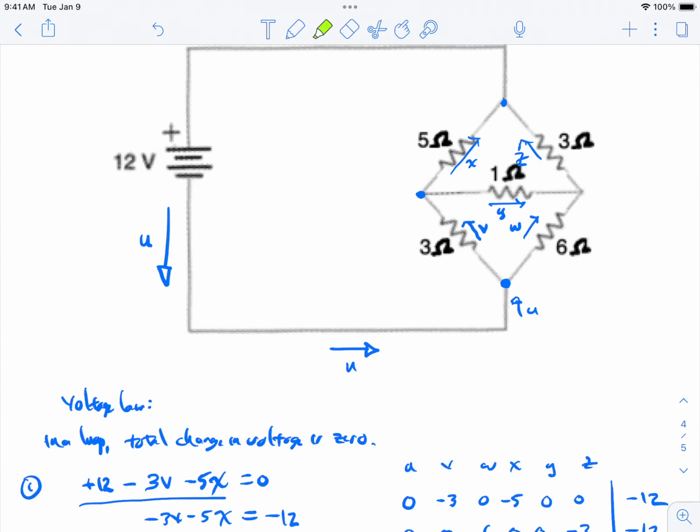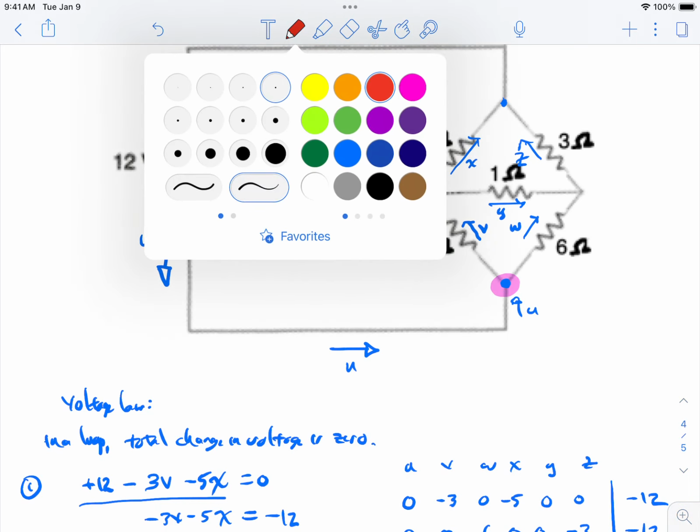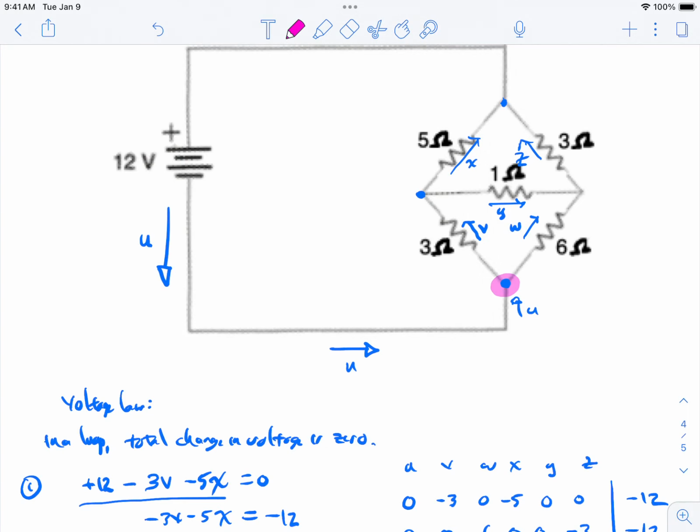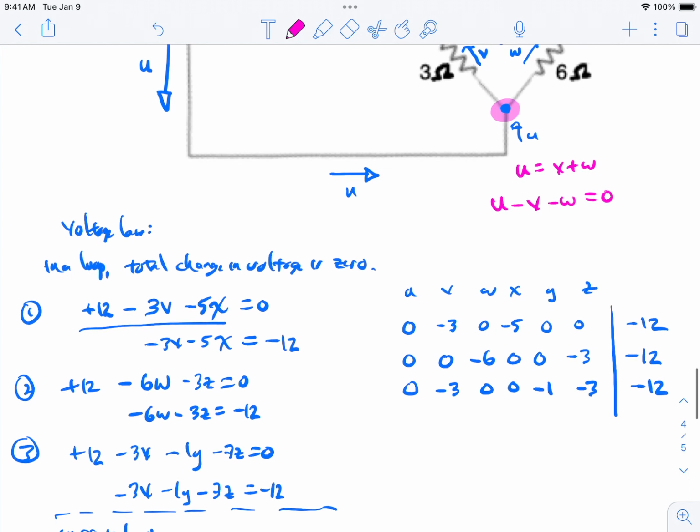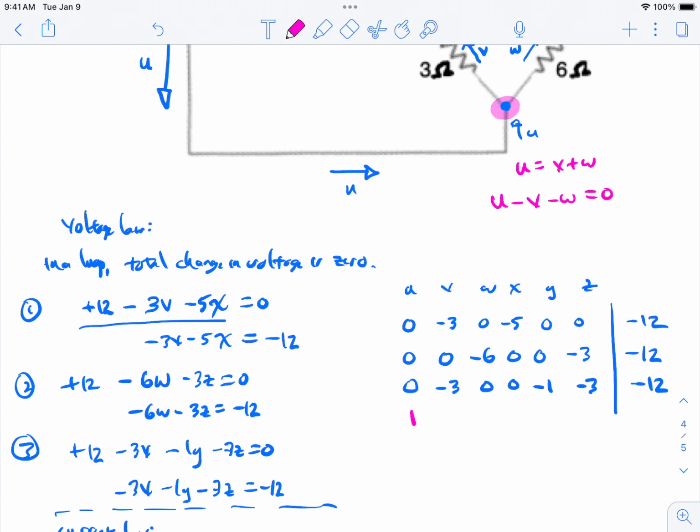So you look at some junctions here. Maybe I'll use a different color this time. Like I might look at this junction. What flows into this junction? Well, this U is flowing into the junction. That's the only thing that flows in. What flows in is the same as what flows out, and what flows out is both the V and the W. So U is equal to V plus W. Or, if I want to put all my variables on the left side, U minus V minus W equals 0. And I can code that equation here: 1 times U, minus 1 times V, minus 1 times W, no X, no Y, no Z, and it equals a 0 on the right.